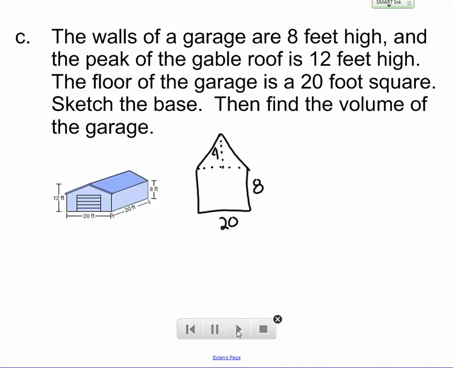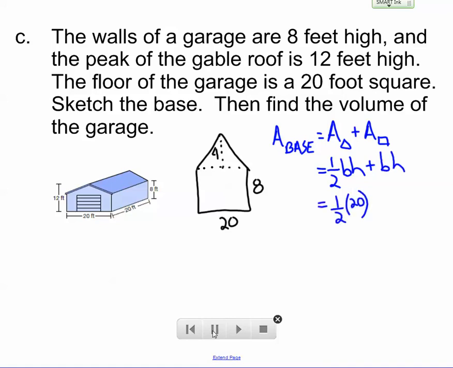Okay. So we've got to find the area of this base because volume is equal to the area of the base times the height of the prism. So we're going to find the area of the base by doing the area of that rectangle plus the area of the triangle, or the triangle plus the rectangle. So the triangle is 1/2 base times height, and the rectangle is base times height. The triangle's base is 20, and its height is 4.